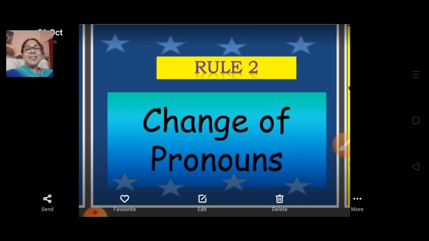So let's see rule number 2, the change of pronouns. Whenever we are making direct to indirect speech, we must change the pronouns also, which we have already noticed in our earlier rules. So let's see the change of pronouns.